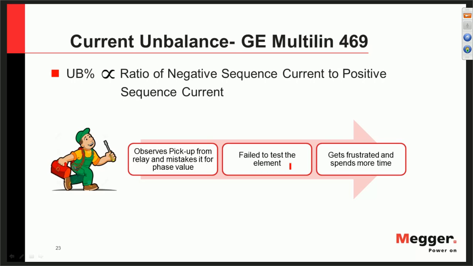So he gets frustrated and he spends more time thinking why my relay is failing on that element. But if he had known the concept of sequence components, he could have directly applied the negative sequence current, gotten the proper setting, gotten the proper testing done, and passed the test. So now you see the importance of knowledge of sequence components. That's how it works out in the field.